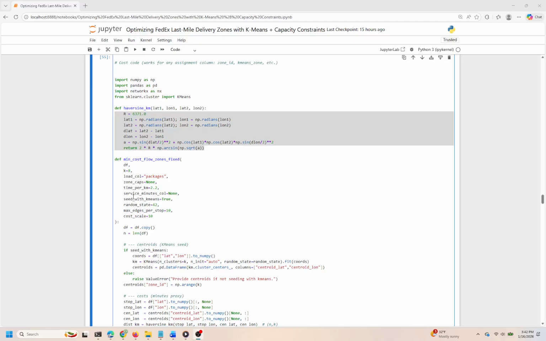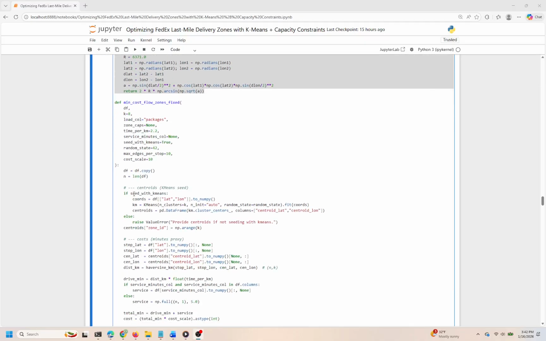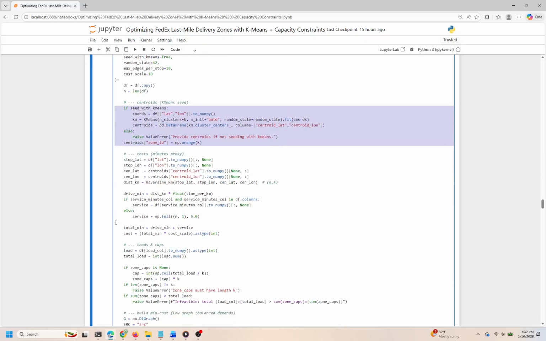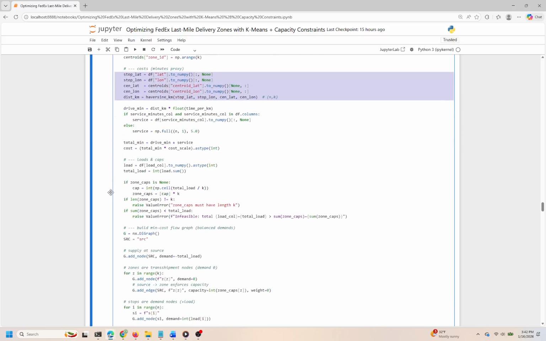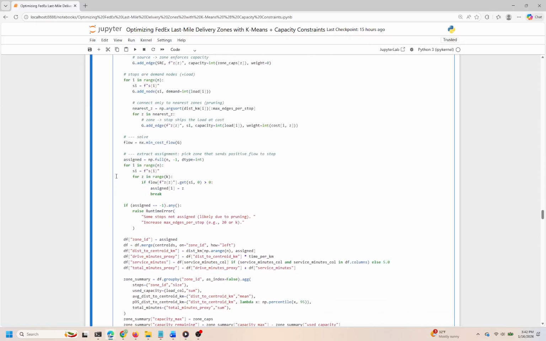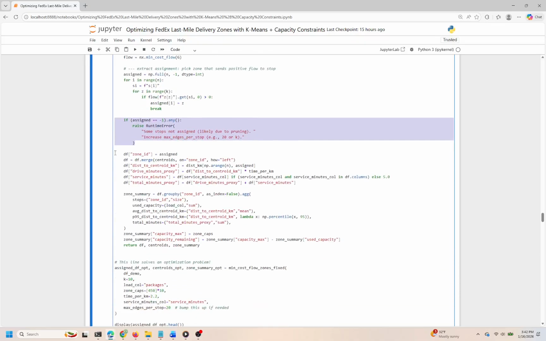A critical decision here is how we determine connections. We only connect each stop to its nearest zones, significantly trimming down the complexity of our graph, while still ensuring feasible allocations. As we apply a minimum cost flow optimization algorithm, the graph structure allows us to efficiently direct package loads to their designated zones without exceeding capacity limits. After solving this flow model, we identify which zone each stop is assigned to, and ensure no stop is left unassigned, barring any errors stemming from previous pruning tactics.